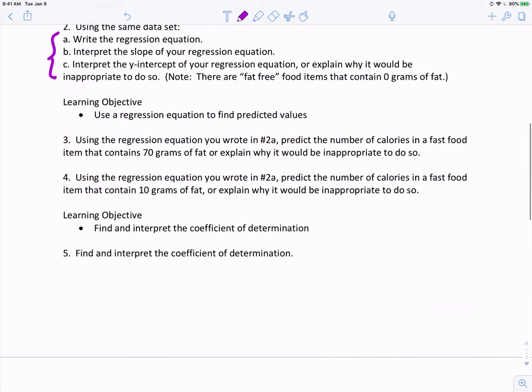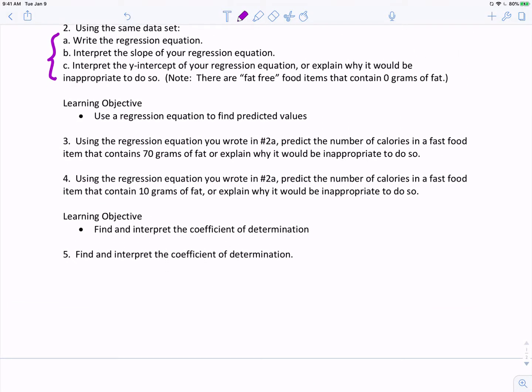Alright, so let's take a look at the second part of the problem set. Use the regression equation you wrote in 2a to predict the number of calories in a fast food item that contains 70 grams of fat, or explain why it would be inappropriate to do so. And question 4 is just like it, only it asks about 10 grams of fat. So let's rewrite our regression equation.